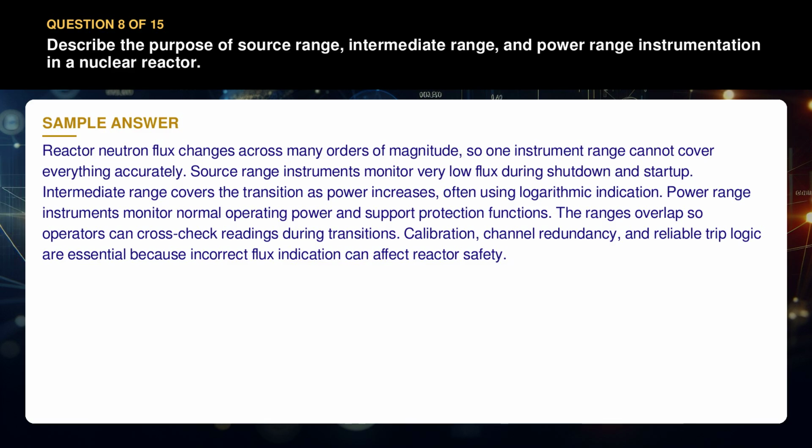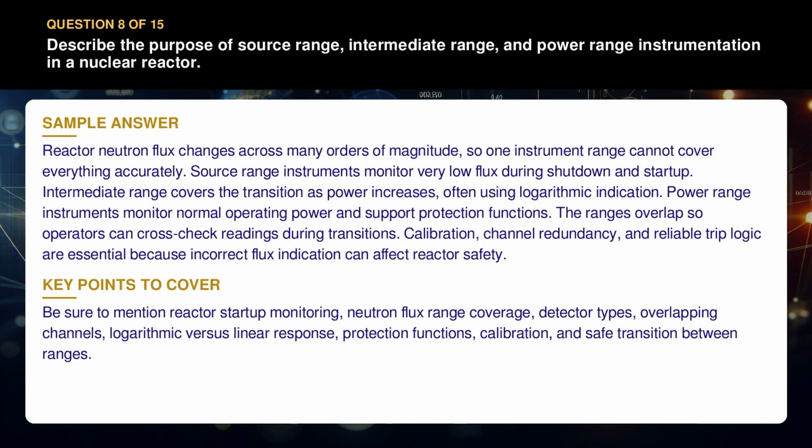Power range instruments monitor normal operating power and support protection functions. The ranges overlap, so operators can cross-check readings during transitions. Calibration, channel redundancy, and reliable trip logic are essential, because incorrect flux indication can affect reactor safety. Be sure to mention reactor startup monitoring, neutron flux range coverage, detector types, overlapping channels, logarithmic versus linear response, protection functions, calibration, and safe transition between ranges.